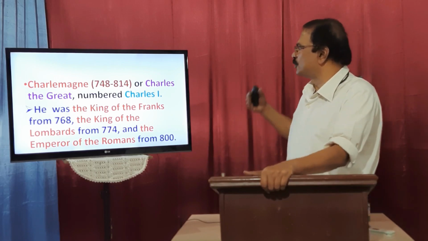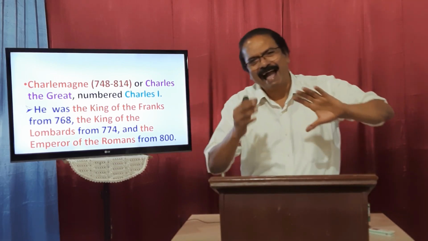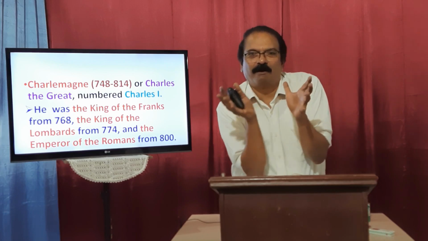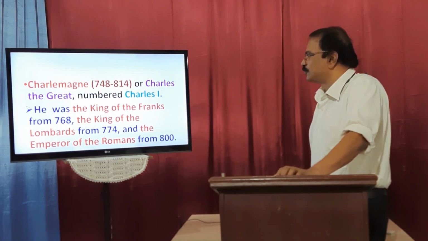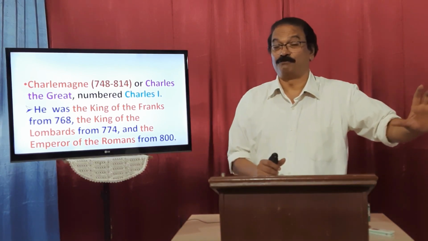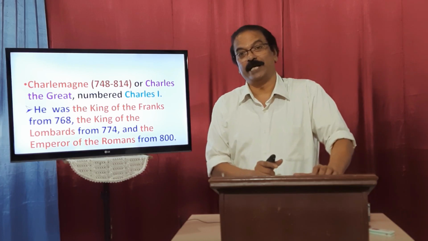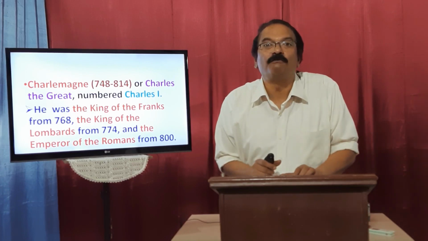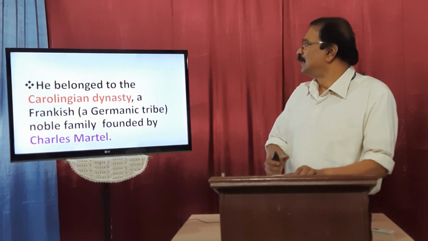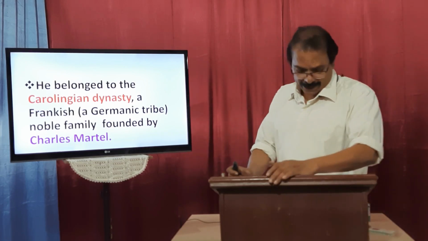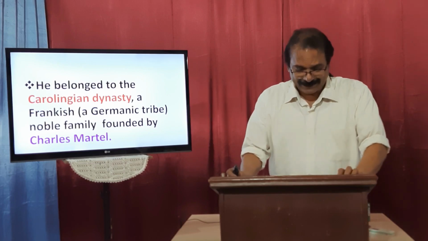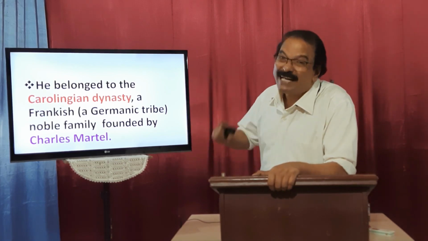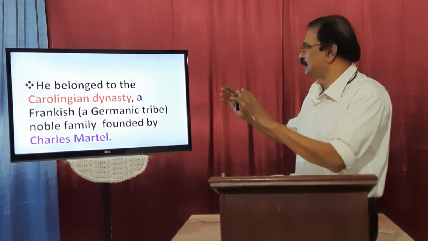Okay. Then he was the king of the Lombards, again another Germanic tribe who formed their own kingdom somewhere in Italy. Then he was the emperor of the Romans from 800 to 814. The then Pope Leo III crowned him as the emperor of the Romans. And you know, he belonged to a dynasty known as Carolingian. The name is Carolingian dynasty. A Frankish, a Germanic tribe.